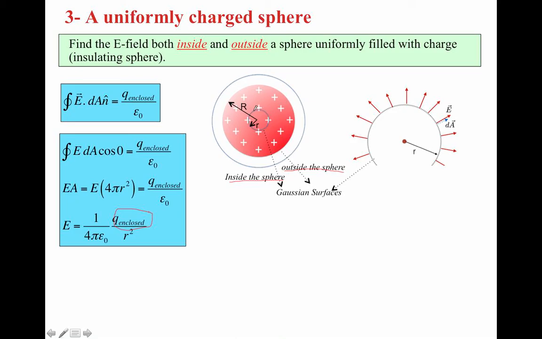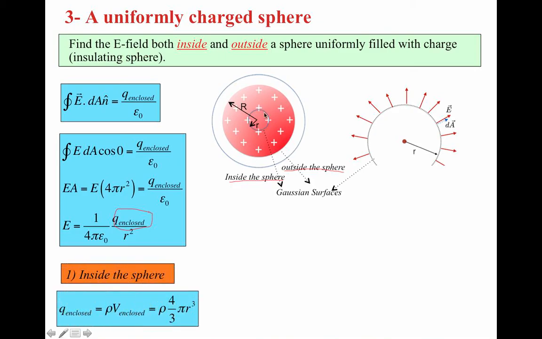But if you're inside the sphere, then you're not covering all of the charge. You're covering part of it. That part is defined so that, inside the sphere, Q enclosed will be rho times the V enclosed. And the enclosed volume is simply 4/3 pi r cubed. And remember, r is less than the radius of the sphere.